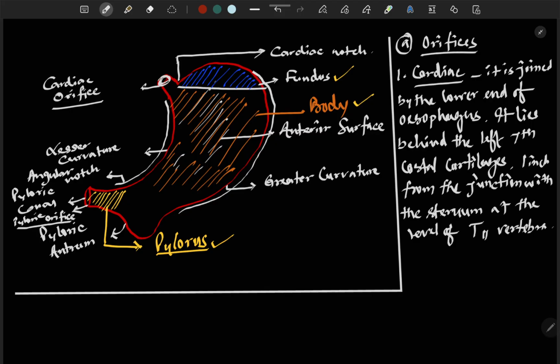Okay. Number one was the cardiac orifice, and number two is the pyloric orifice. This one is the pyloric orifice. It opens into the duodenum.